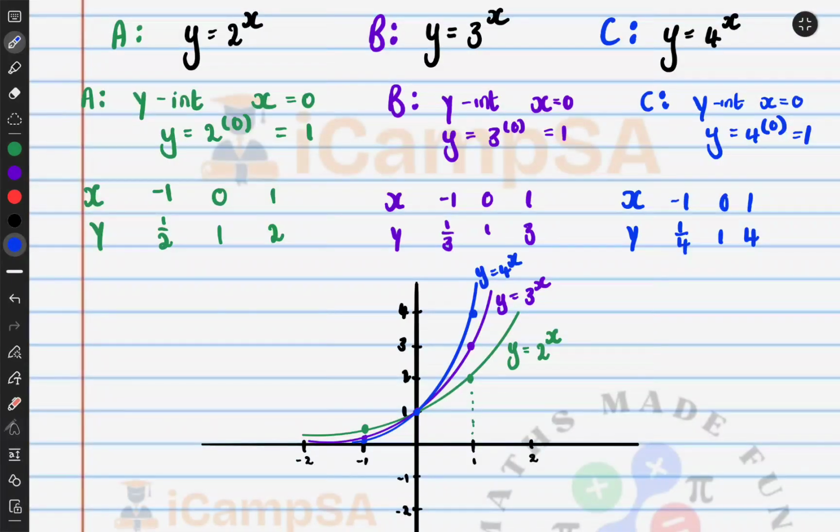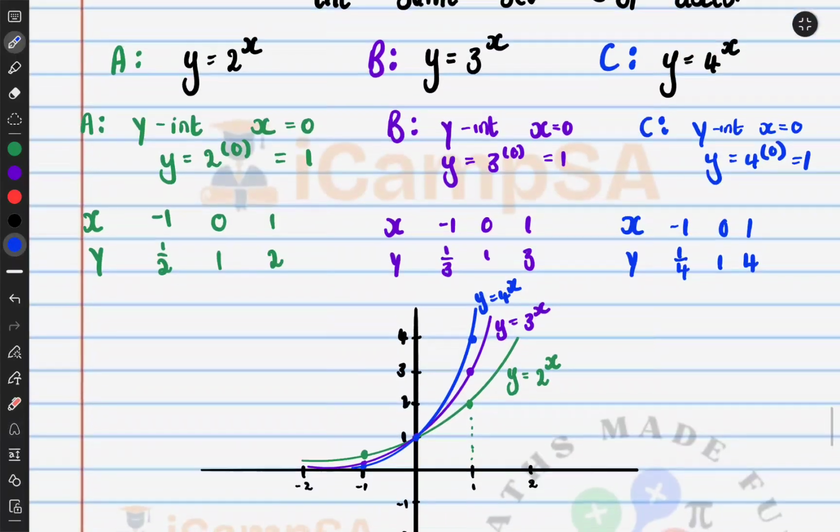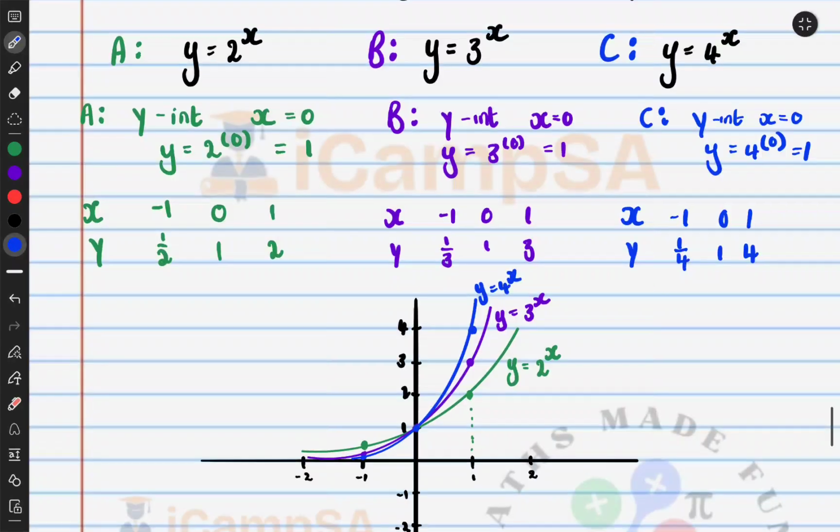So you see that the function that has the biggest value of p, the variable p, is the steepest of the three functions. It's actually function number c.